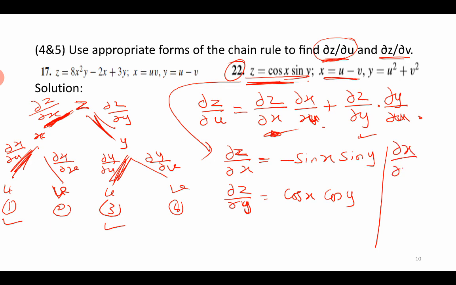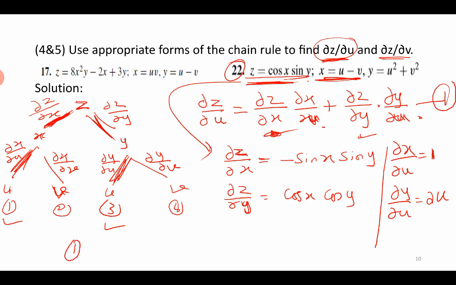Obviously, what is dou x by dou u? Differentiate x with respect to u. x has only two variables, u minus v. So when you differentiate with respect to u, it is 1, and the v term is 0. And when you differentiate y with respect to u, what do you get? This is 2u. Just write all the terms in this equation number 1.